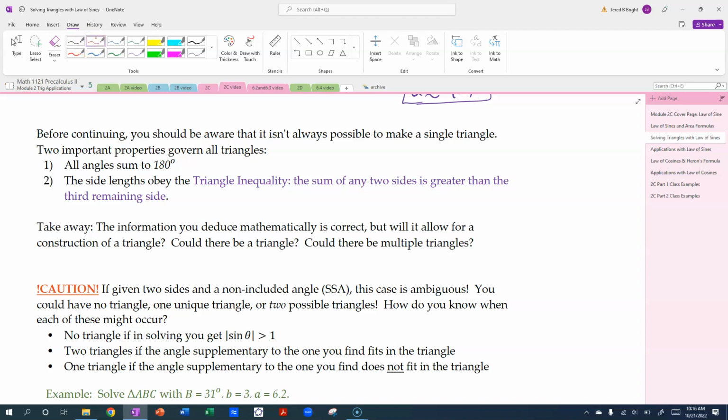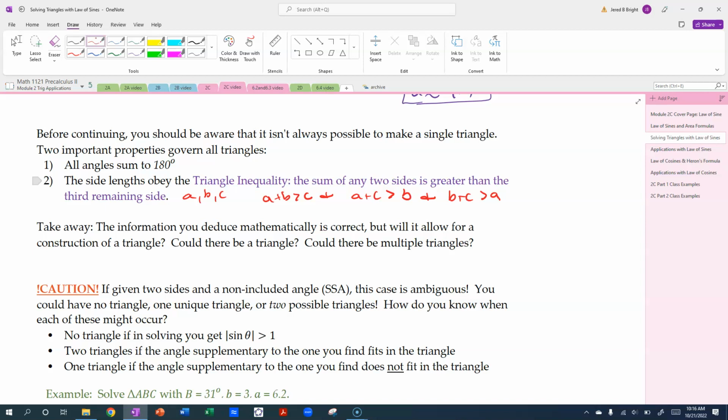So for instance, if we have sides A, B, C, if we take A plus B, that should be greater than C, and A plus C must be greater than B, and B plus C must be greater than A. All those criteria have to be true simultaneously for the triangle inequality, meaning that it'll give you a triangle, okay?